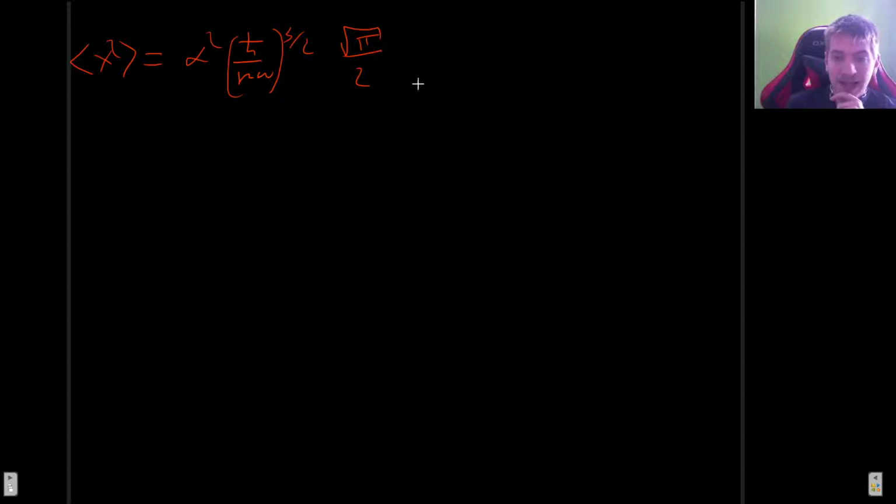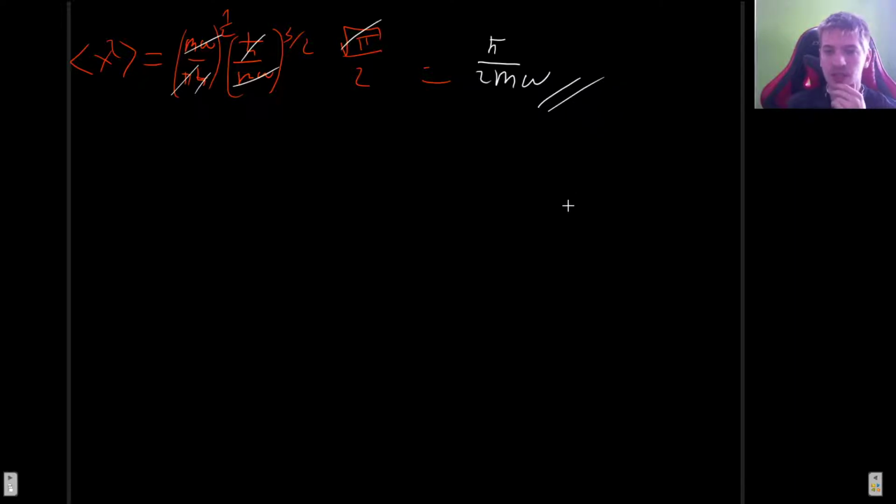Now let us put the value of alpha in here. Alpha is just going to be the square root of mω divided by πħ. So now we will have several things canceling out. So this ħ and this ħ will cancel out, at least the square root part. Same with this and this. This pi right here will cancel out this square root. So what we get in the end is just going to be ħ divided by 2mω. Okay, that's going to be our expectation value of x squared.